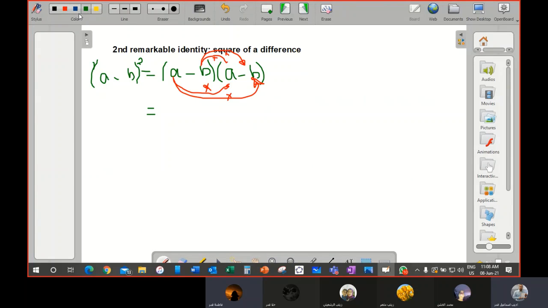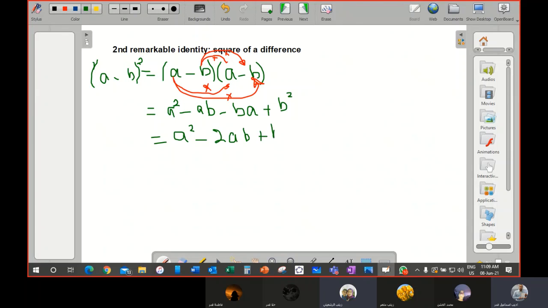Continue, Zainab. A times A is A power 2, minus AB. We look at the signs: here we have plus and here we have minus. Minus AB, minus BA, and minus times minus gives plus B power 2. The final answer is A power 2 minus 2AB plus B power 2. This is the square of a difference.